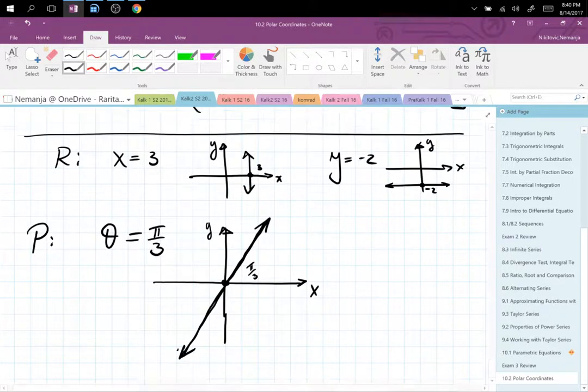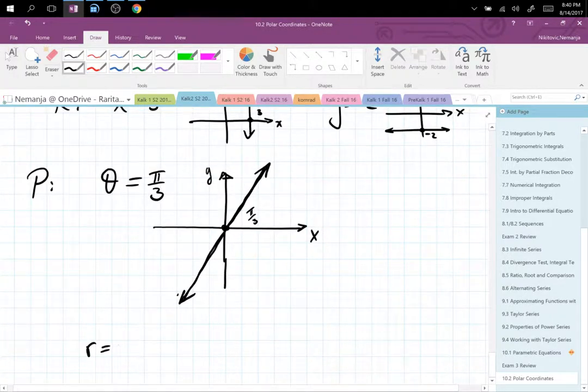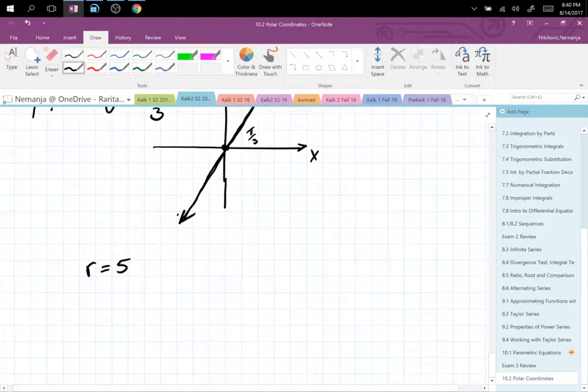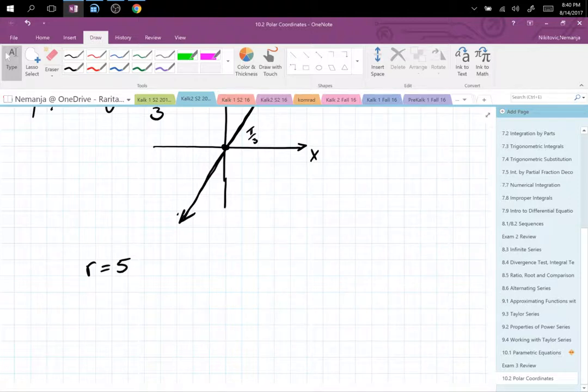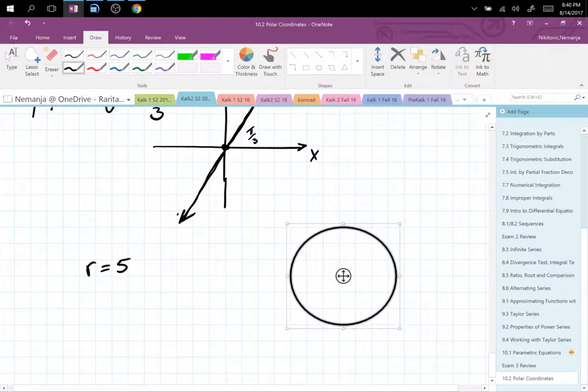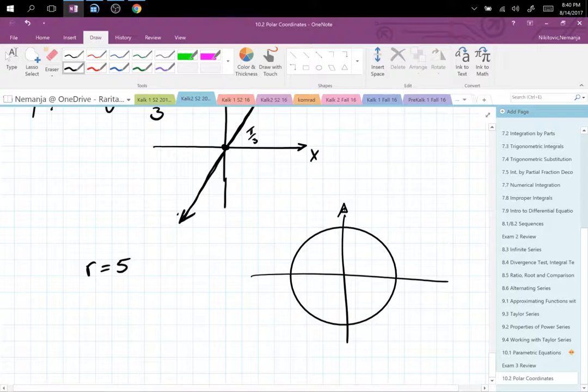R equals, let's say, 5. What is that equation? R equals 5. Remember, you have to draw the radius of 5, and then you have to draw that for every single angle out there. What do you get? You get a circle. Very good. R equals 5 is a circle of radius 5.